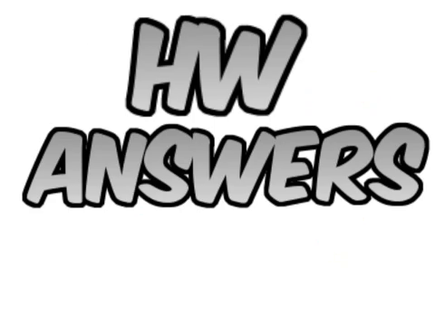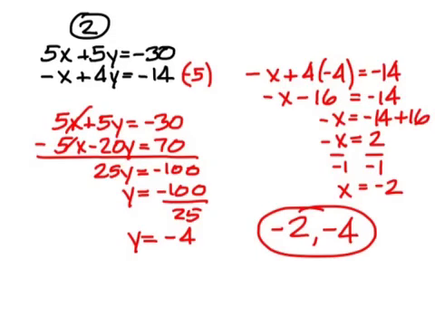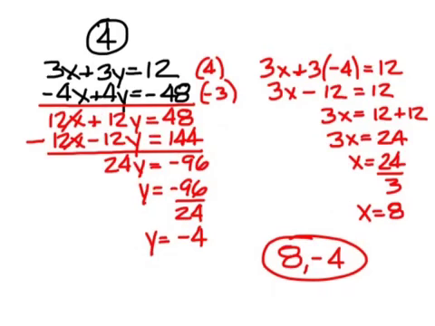Here are the answers. You must have both numbers right to get the point. Each one is 1 point each, 1 through 10, 1 point per problem. Number 1 is 3 and 9. 2 is negative 2, negative 4. 3 is negative 5, 6. 4 is 8, negative 4.